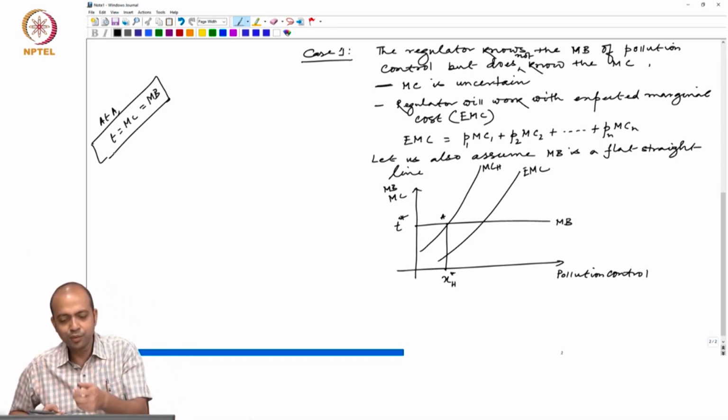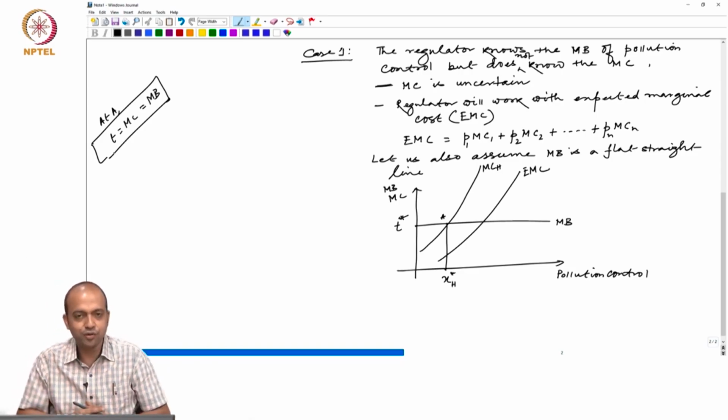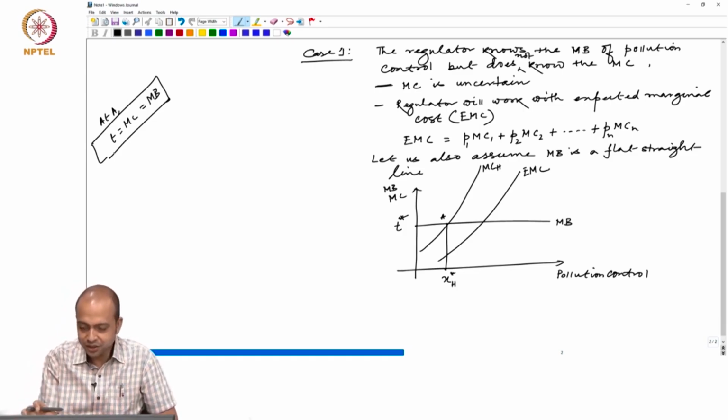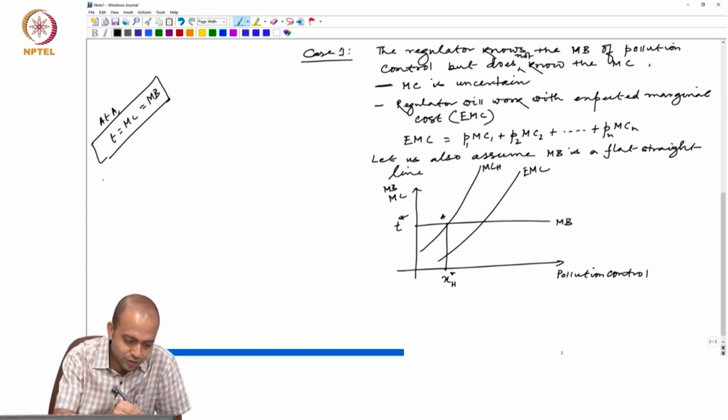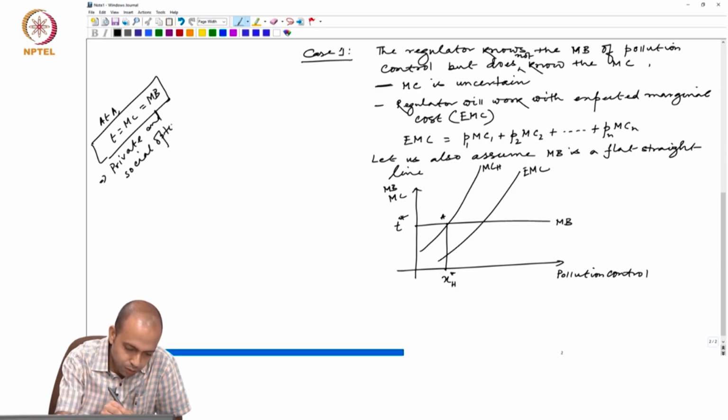So even when the actual marginal cost is higher than what you expected, since the marginal benefit curve is a flat straight line, private optima still converges to social optima. So the emission tax is fully effective. This implies private and social optima converge to each other.